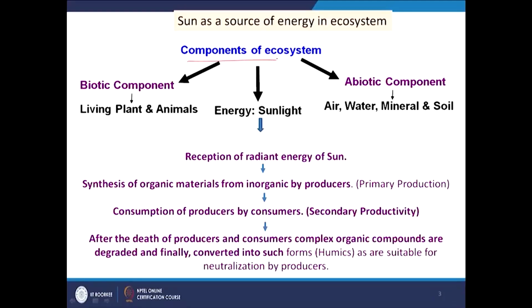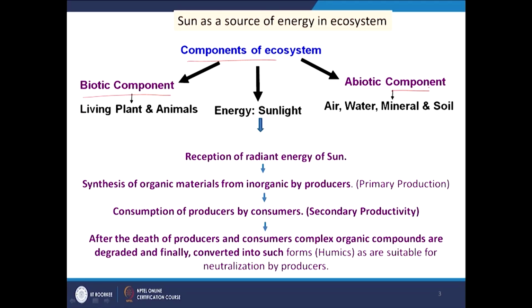As you know, the sun is the source of all types of energy in the ecosystem, and we cannot consider any life without energy. If we see the components of the ecosystem, obviously the biotic components are the most important, and then the abiotic components which are required for their survival, and another is sunlight, that is the energy. So, this energy is a very important component for the ecosystem, and it comes from sunlight.